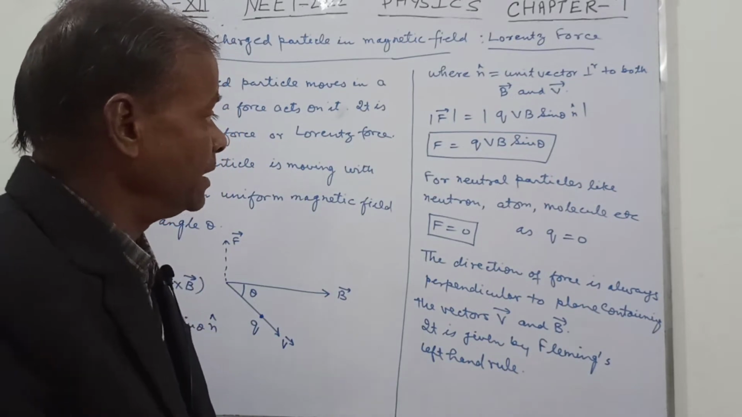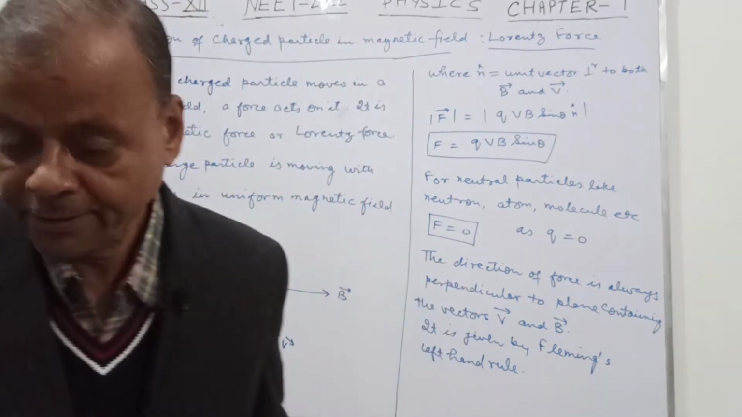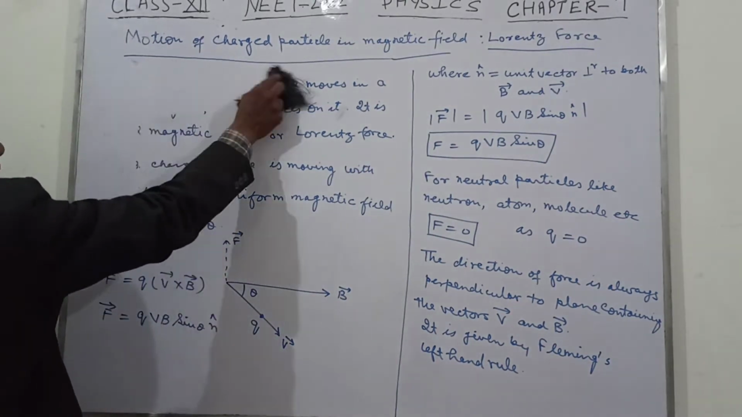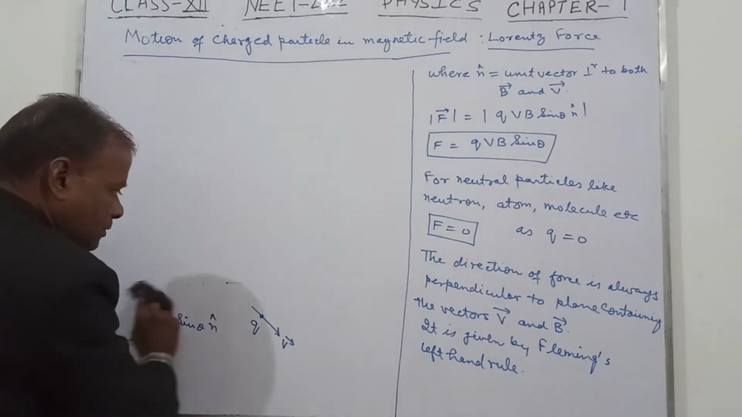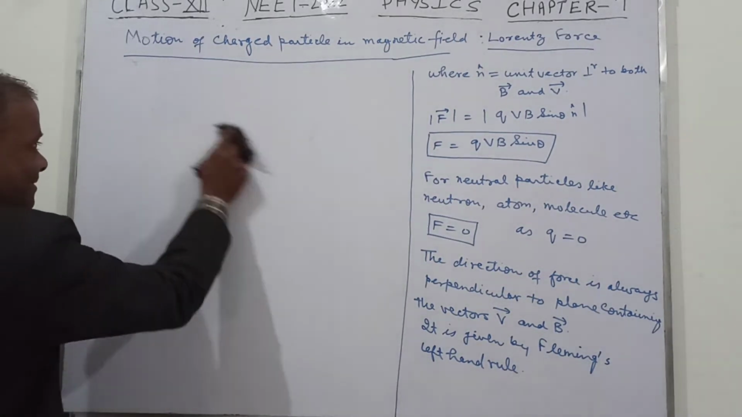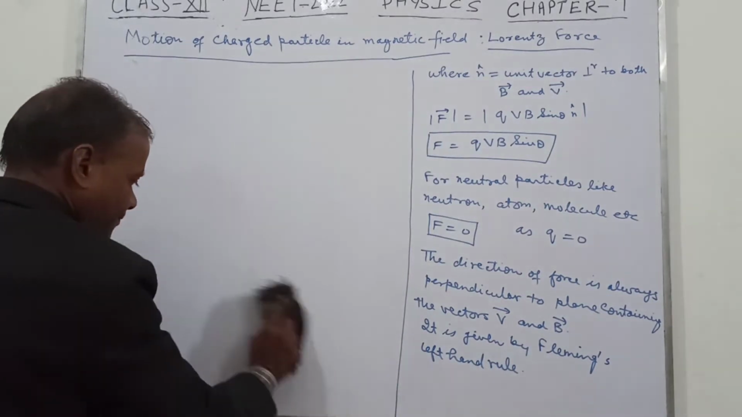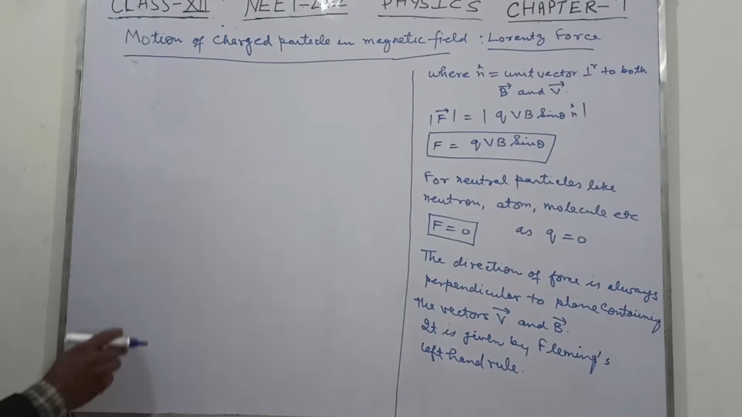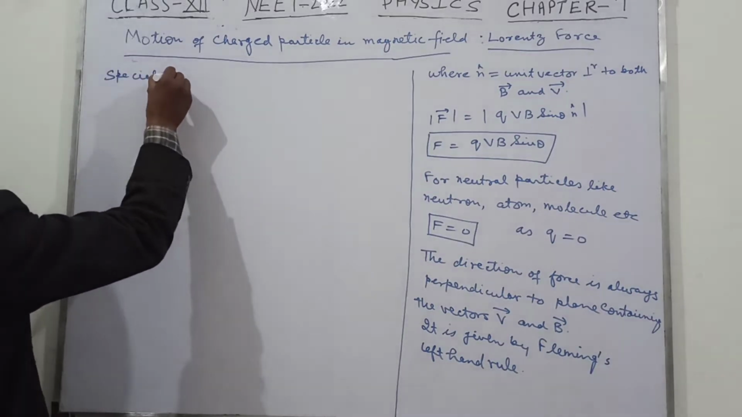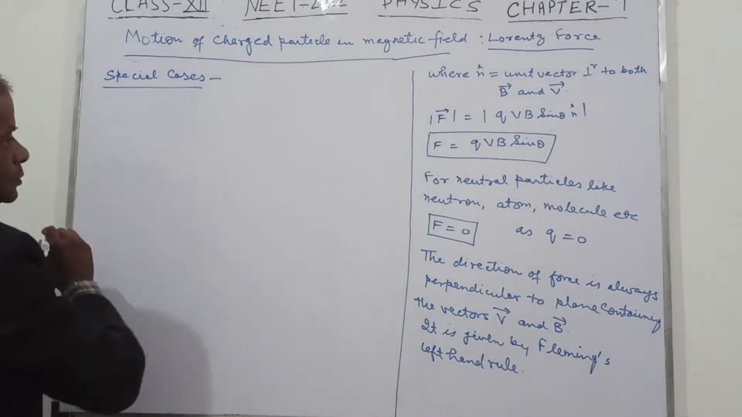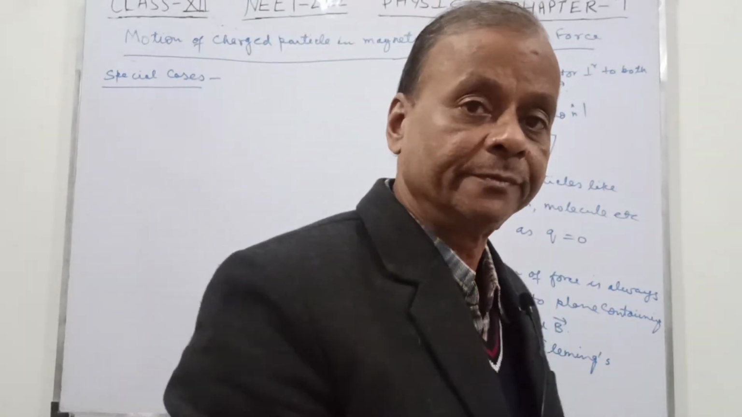So now we can have the special cases of this force F. I have told that when the particle is neutral or carries no charge, the magnetic force will always be equal to 0. Now the special cases. Suppose the particle is not neutral; even then the force may be 0, it may be maximum, it may be minimum.